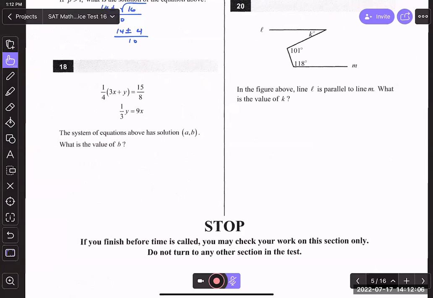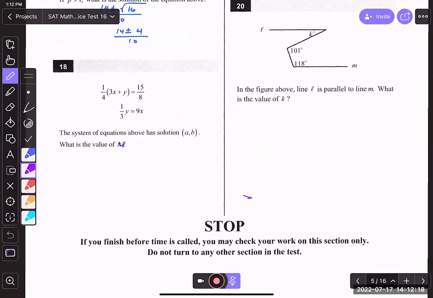The system of equations above has solution (a, b). What is the value of b? So I'm assuming b is y, so we just solve for y. Yeah, so this is x comma y, and we're looking for the value of y, essentially. All right, how do we solve this?